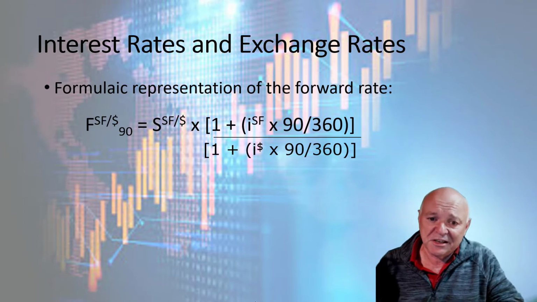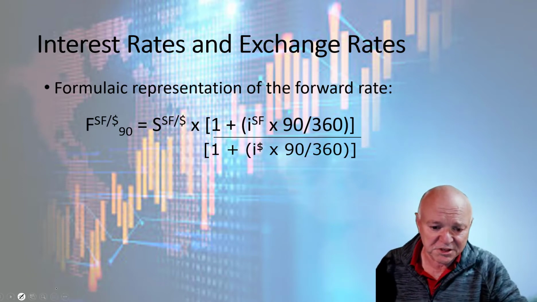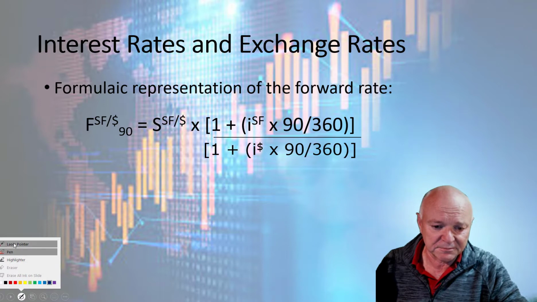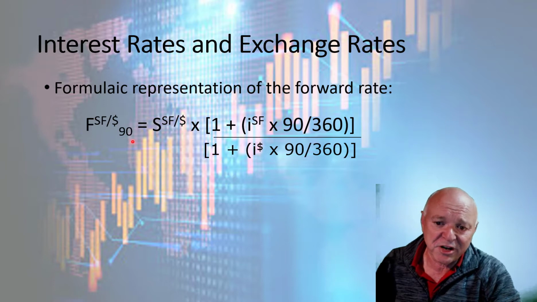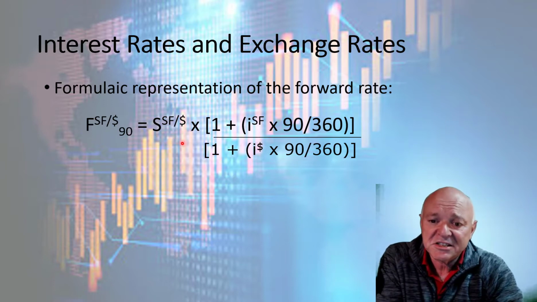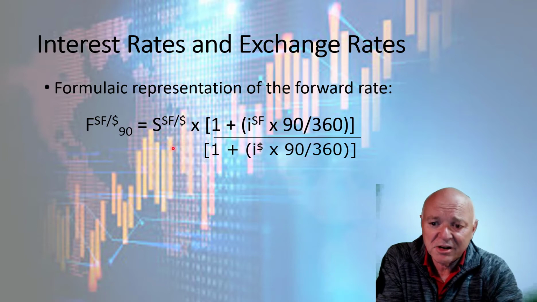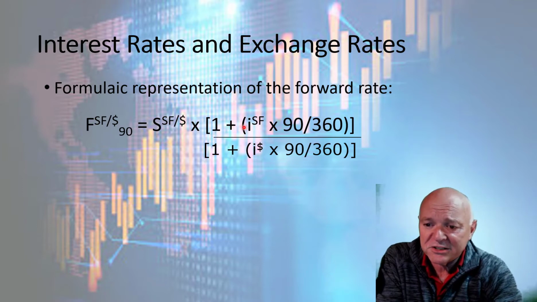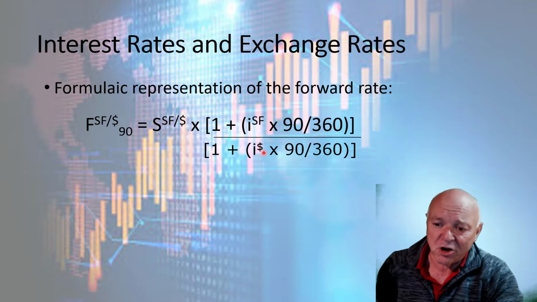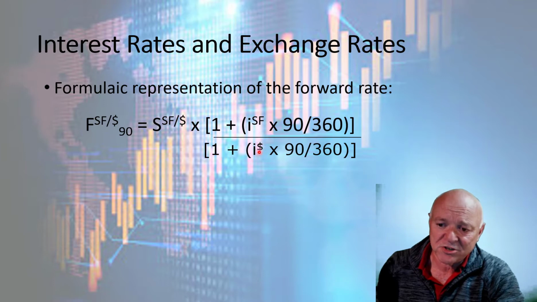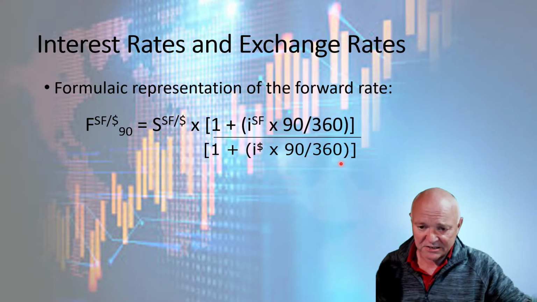So our purpose is to find out what the forward rate is for the Swiss franc to the dollar 90 days in the future. We'll take today's spot rate for the Swiss franc to the dollar, and we'll multiply it by 1 plus the interest rate on the Swiss franc for 90 days, and divide that by 1 plus the dollar interest rate for a euro dollar instrument for the next 90 days.